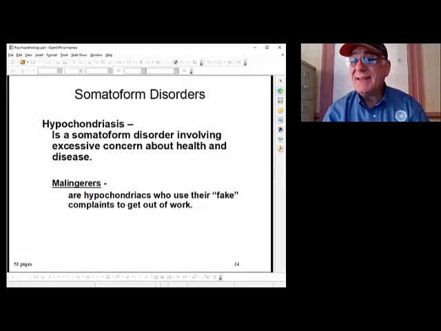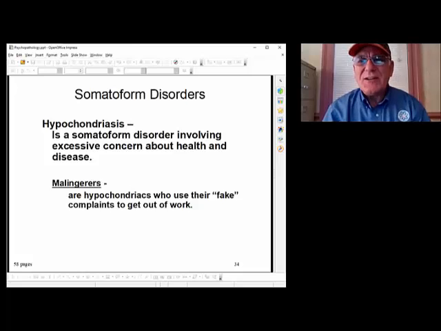Do you know anybody like that? They're always looking up symptoms. They're always worried that they have some sort of problem. They're always looking for that thing that's wrong with them. They know there's something wrong with me, and I'm trying to figure out what it is. Right? And I'm sure you know people like that. Hypochondriasis or hypochondriacs. Now, there's a different type of hypochondriac called a malingerer. The malingerers are hypochondriacs who use fake complaints to get out of work.